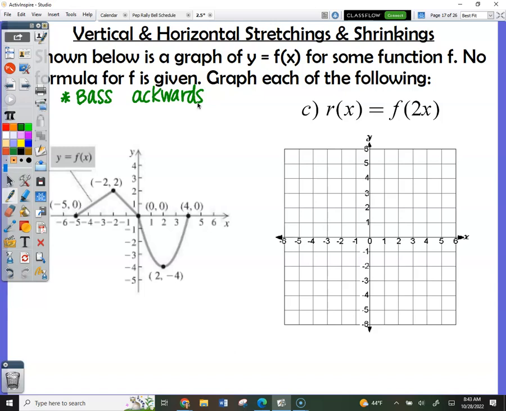So I see times 2, which would make me think a stretch. So it's actually a shrink. It's horizontal. You know that because it's within the bars. The 2 is within the bars. So it's a horizontal shrink by 2.